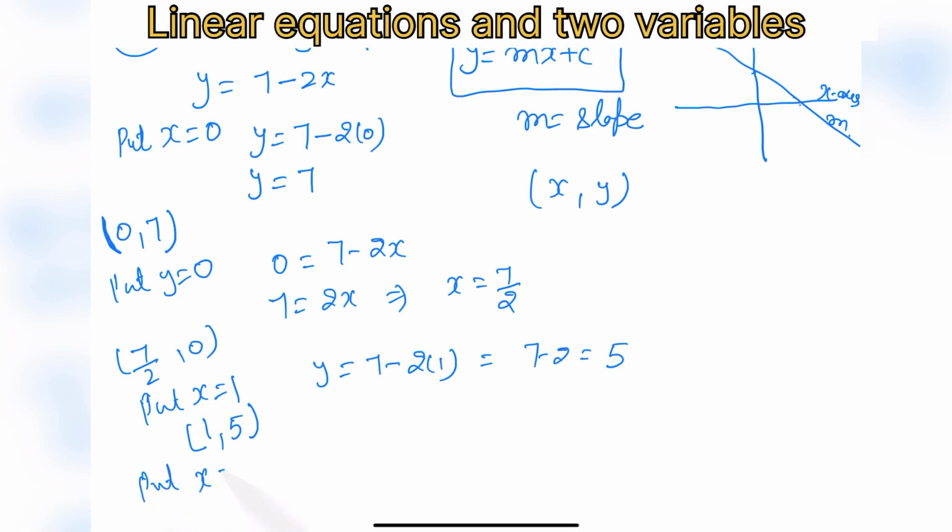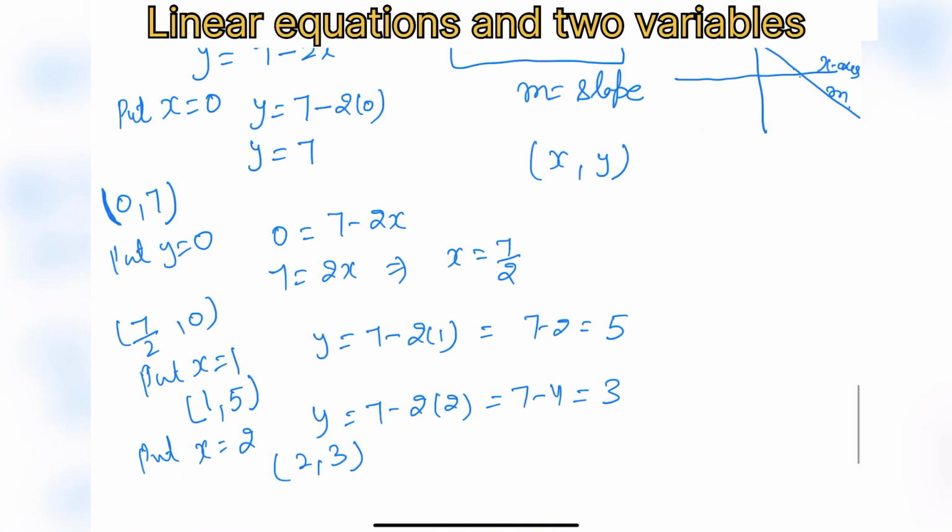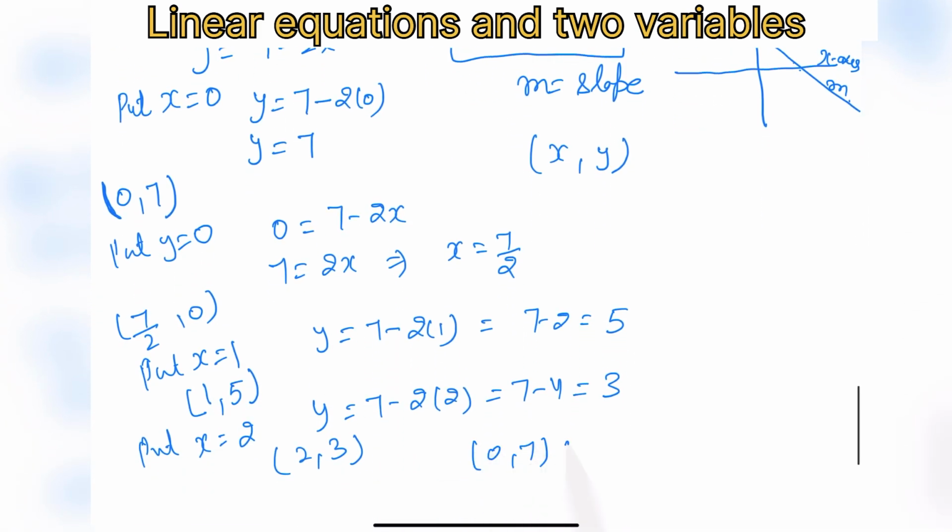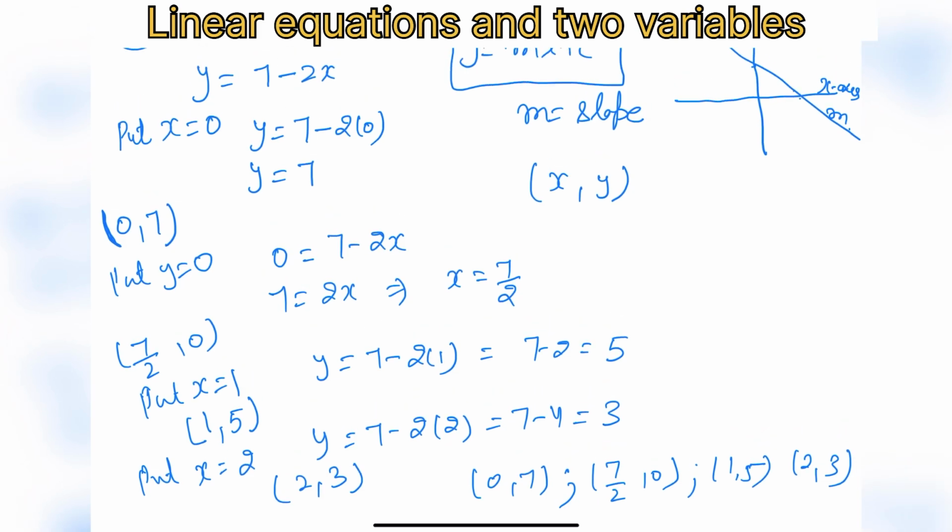Now we can put x equal to 2. So y is equal to 7 minus 2 into 2, so that is 7 minus 4, equal to 3. So when we put x as 2, we got y as 3. So our solution is 2, 3. So the 4 different solutions are: first 0, 7. Second is 7 by 2, 0. Third is 1, 5. And the fourth one is 2, 3. So these are the 4 different solutions of the given equation y is equal to 7 minus 2x.